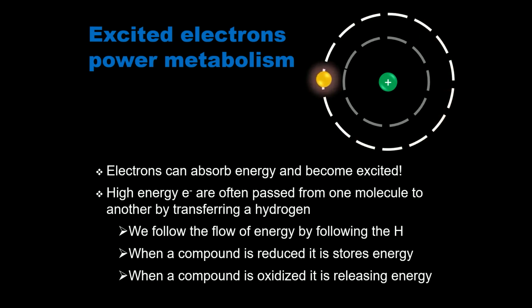So there's some important things to note on this slide. High energy electrons are often passed from one molecule to another by transferring a hydrogen. Remember I said that whenever you add a hydrogen to something, you're reducing that thing. So if you pass a hydrogen from one molecule to another molecule, the first molecule that loses the hydrogen is being oxidized, and the one that receives it is being reduced. That hydrogen is carrying the high energy electron.